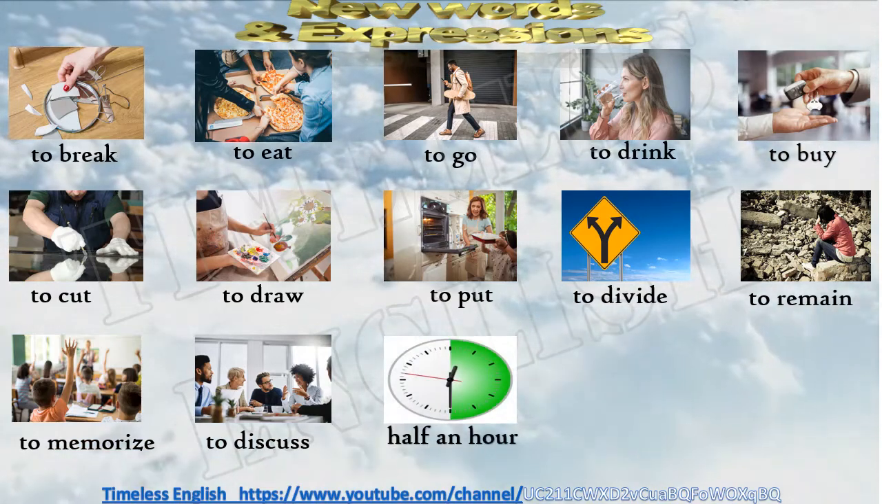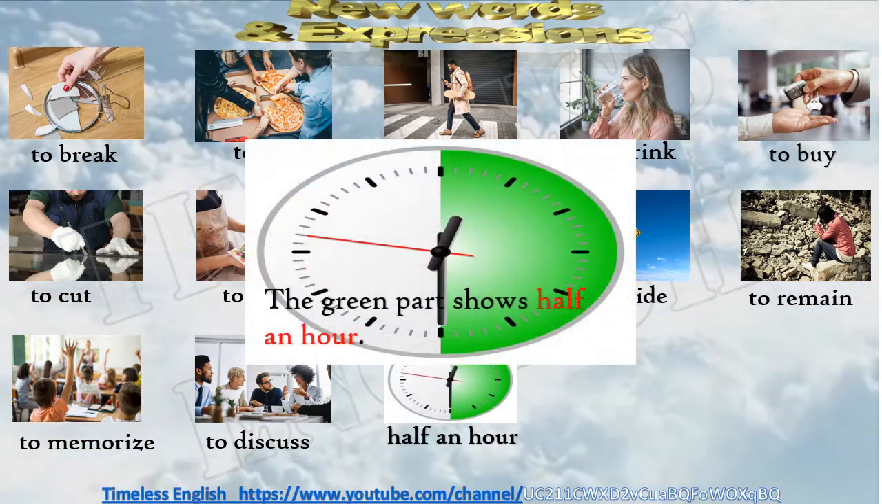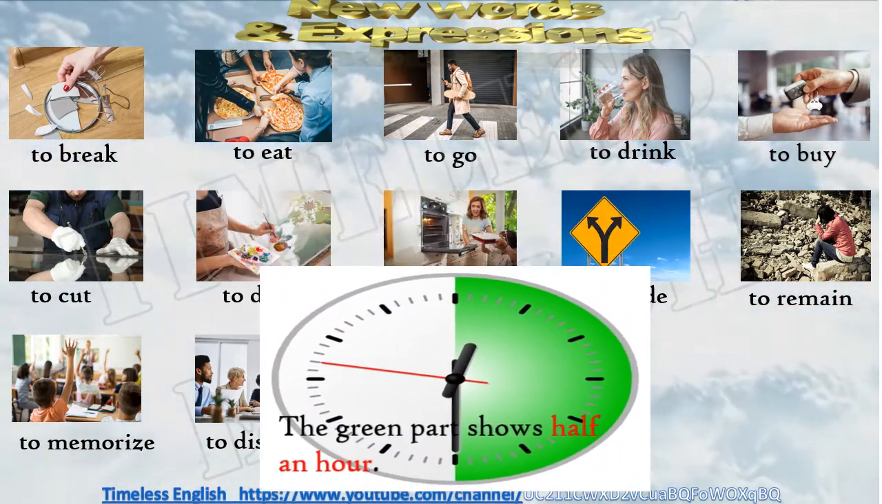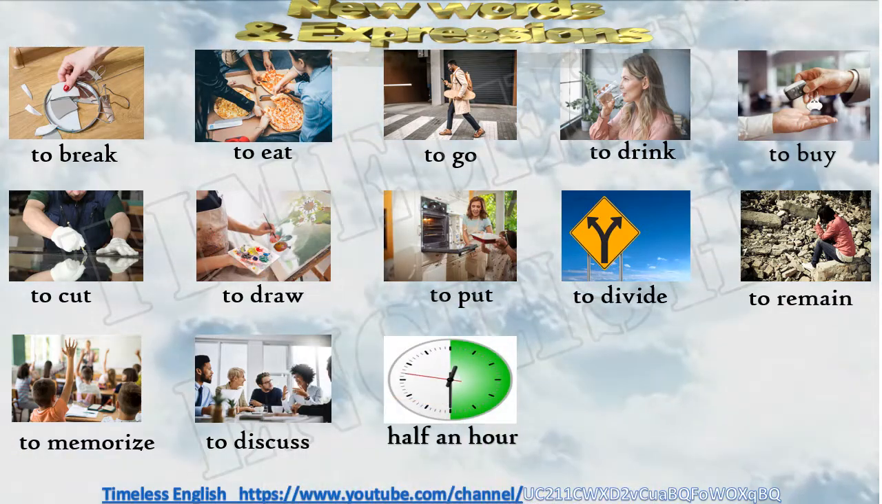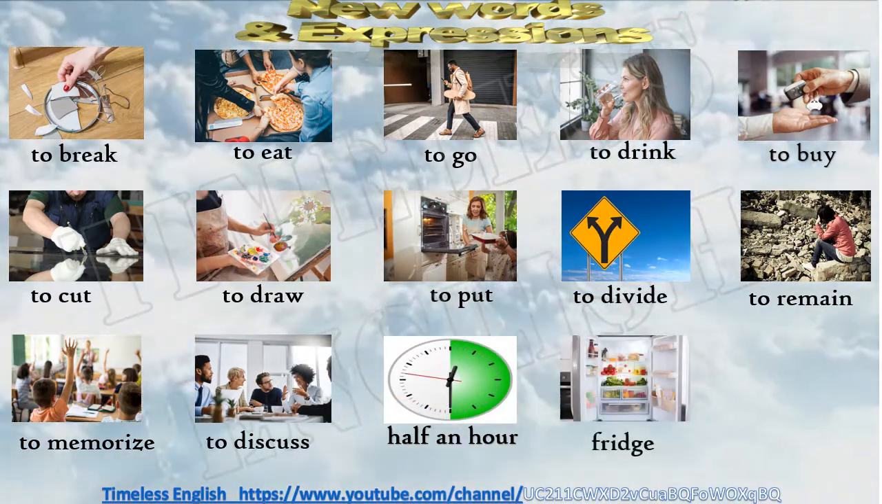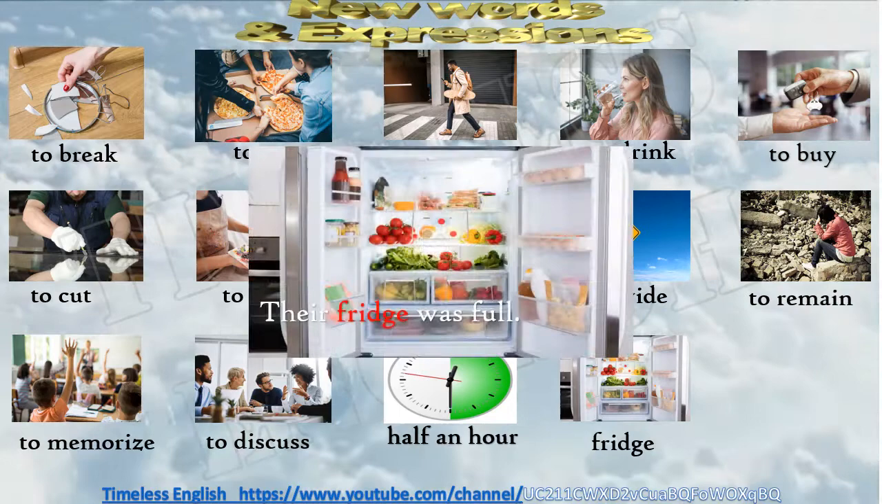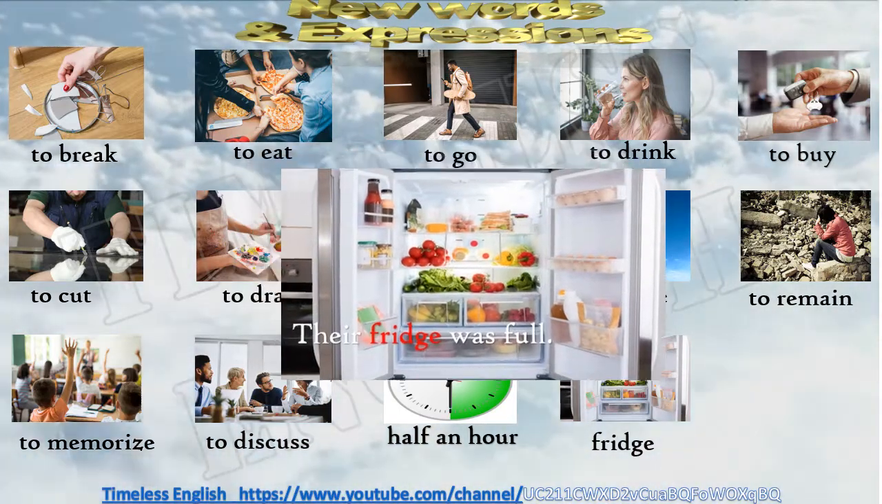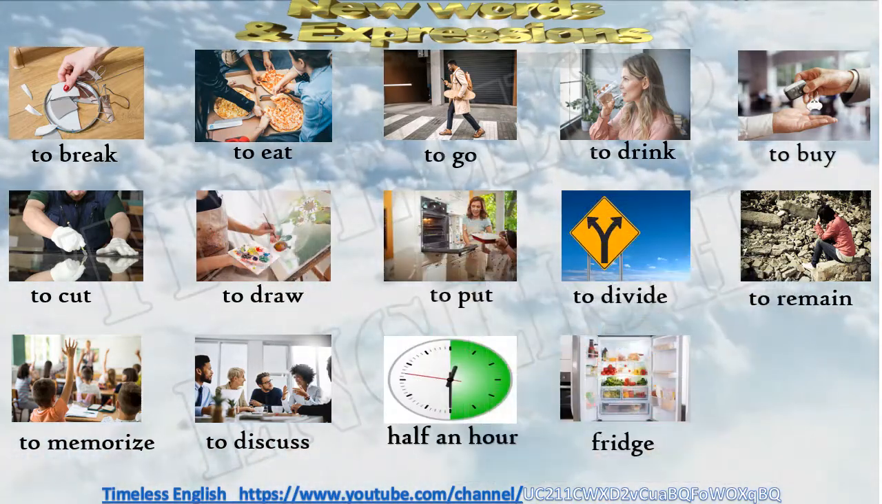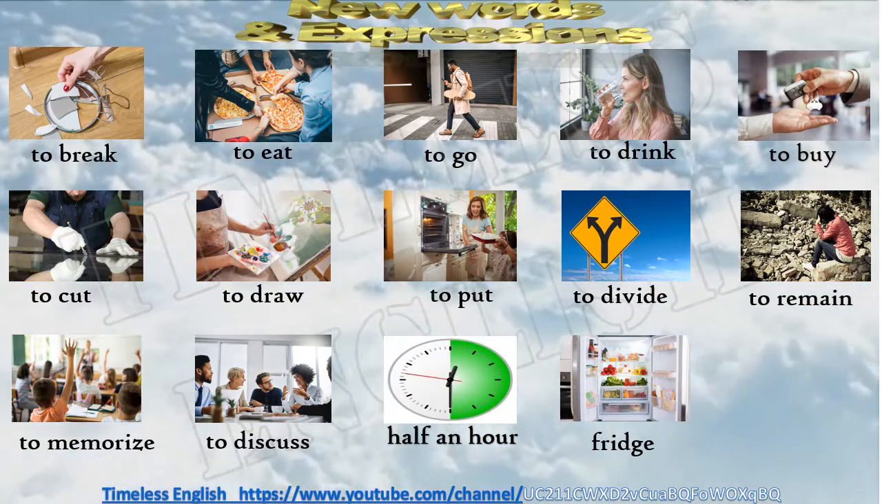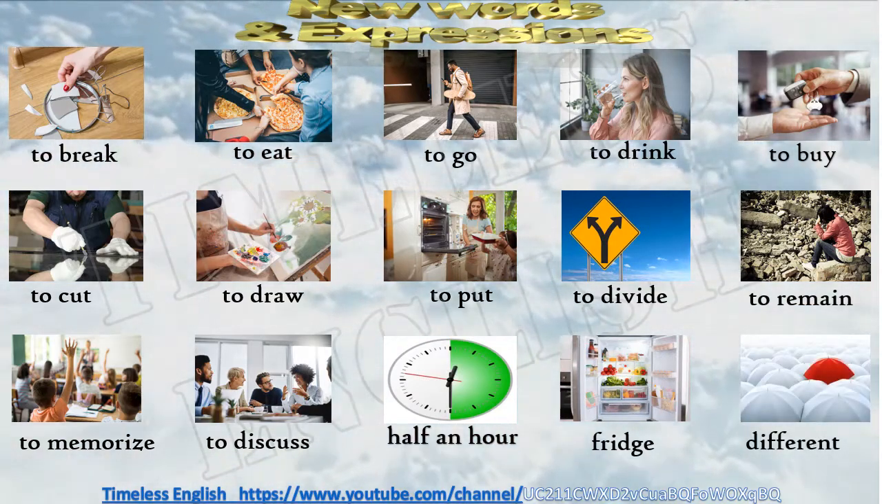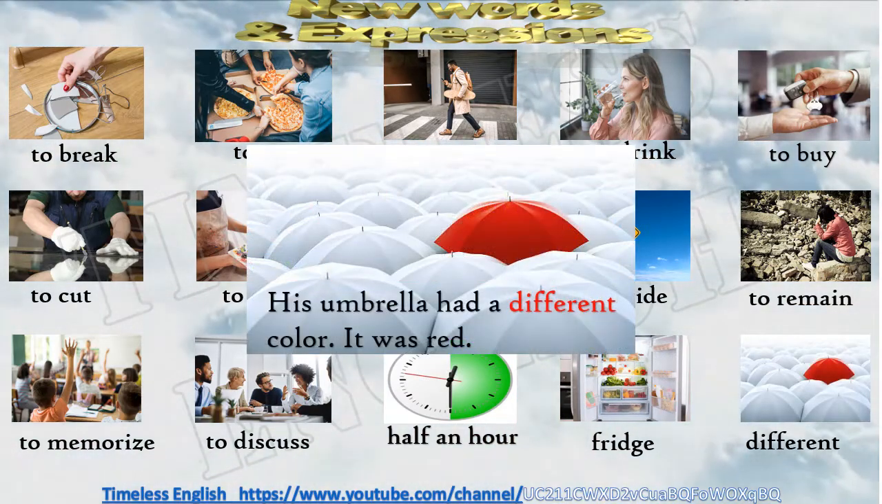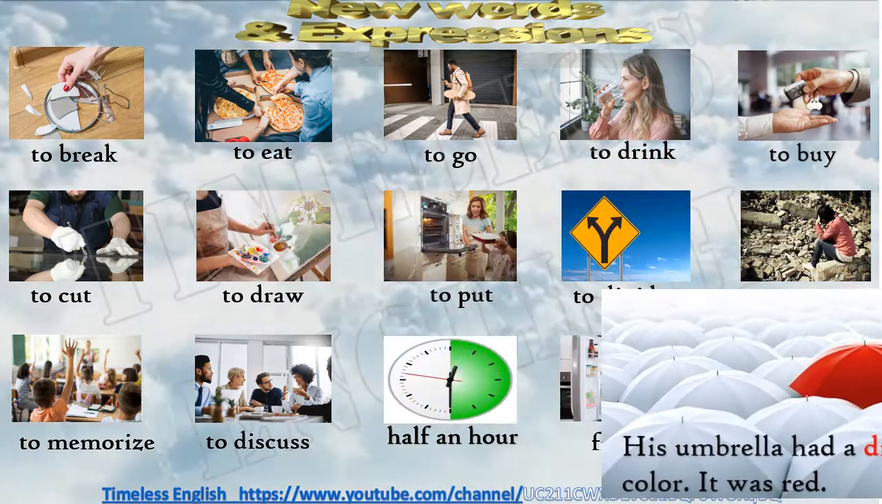Half an hour. The green part shows half an hour. Fridge. Their fridge was full. Different. His umbrella had a different color. It was red.